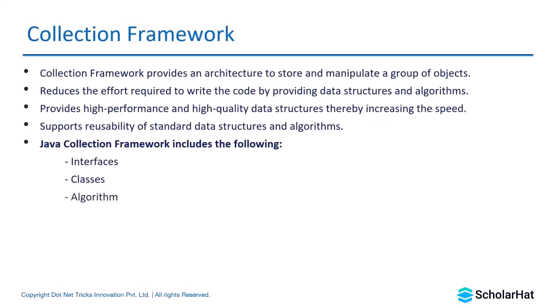One is the interfaces, majorly 3 to 4 interfaces we have in the collection framework, that give the support to store different objects or types. Then classes and algorithms. Algorithms are basically imbibed in different collections. We just need to understand their working iterations.